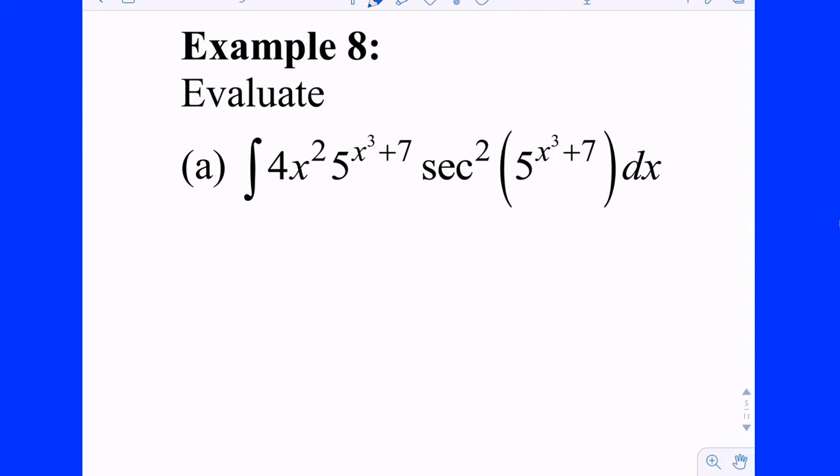We started off this section by taking the derivative of something that had 3 different layers, and taking the derivative allowed us to recognize what the antiderivative was. We don't have that luxury here. I see a 4, which is coming out front. I got an x squared, I got a 5 to the blob, and I got a secant squared to the blob. I got 3 variable factors now.